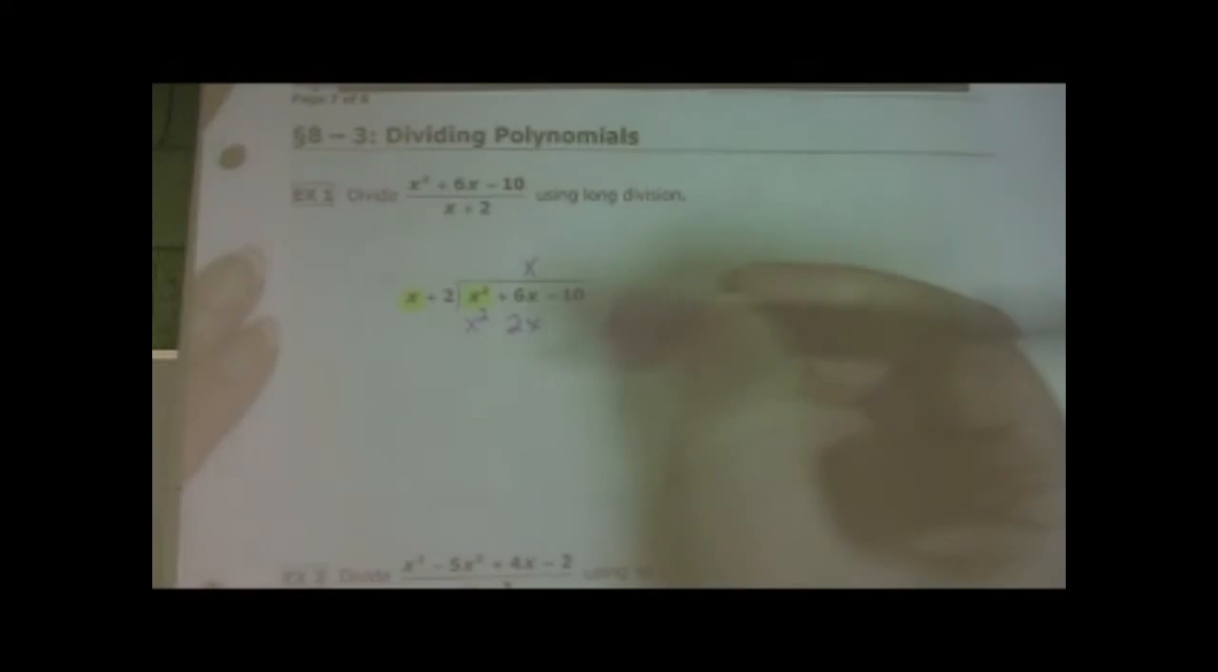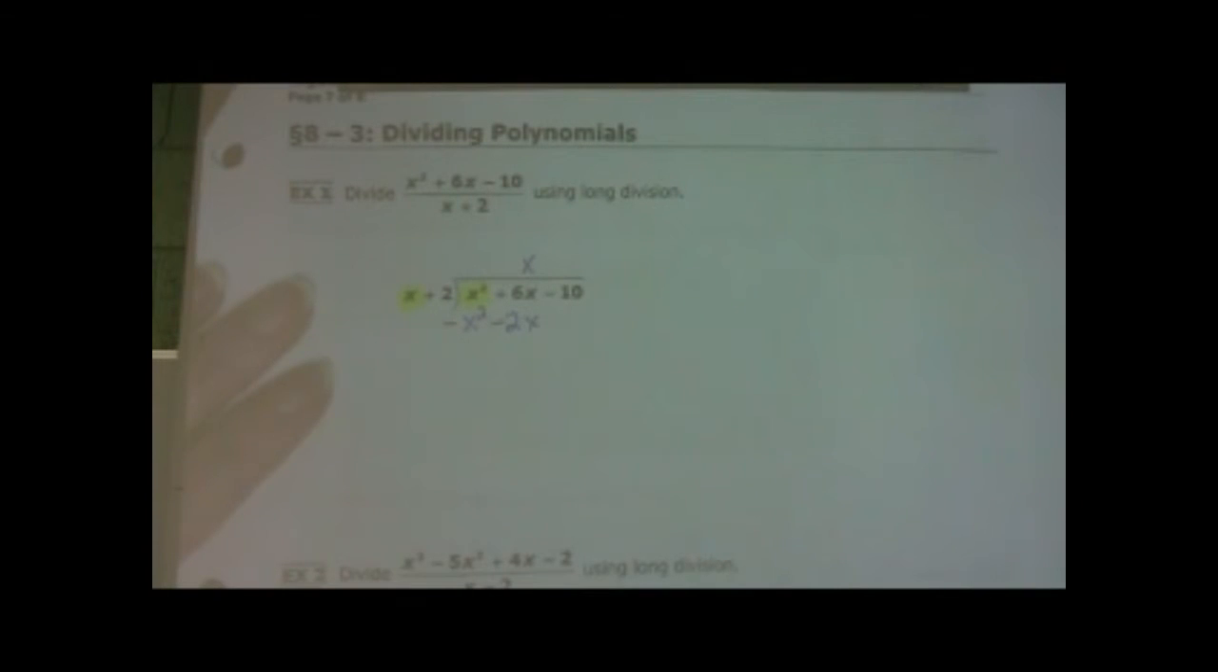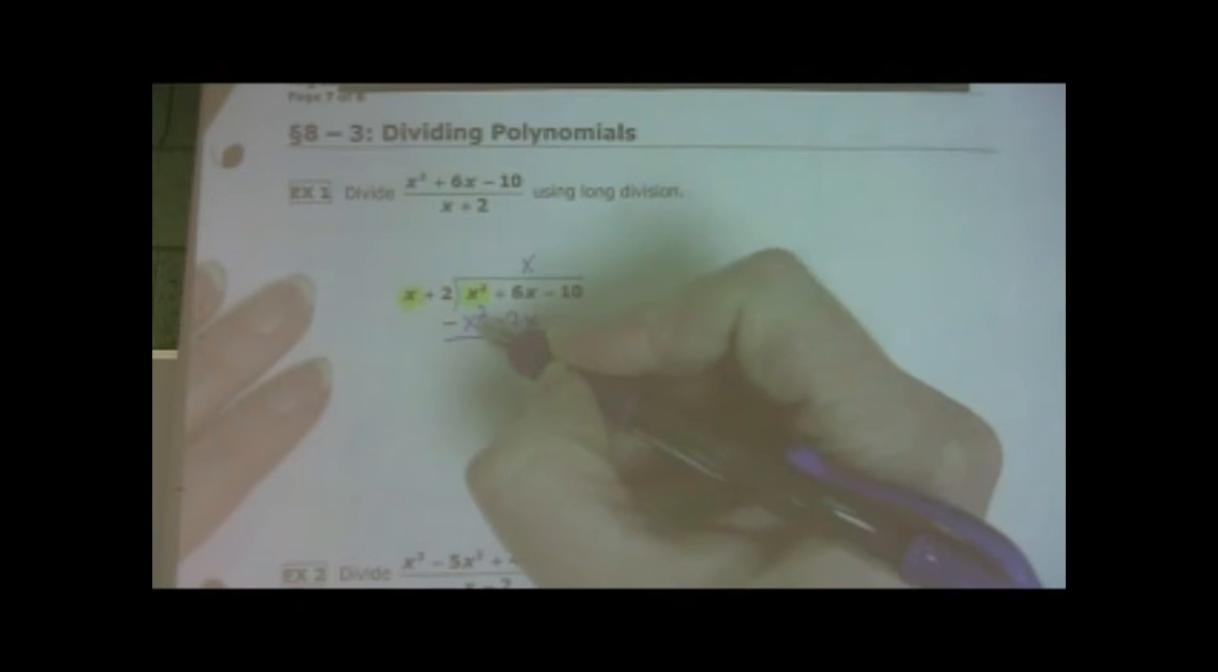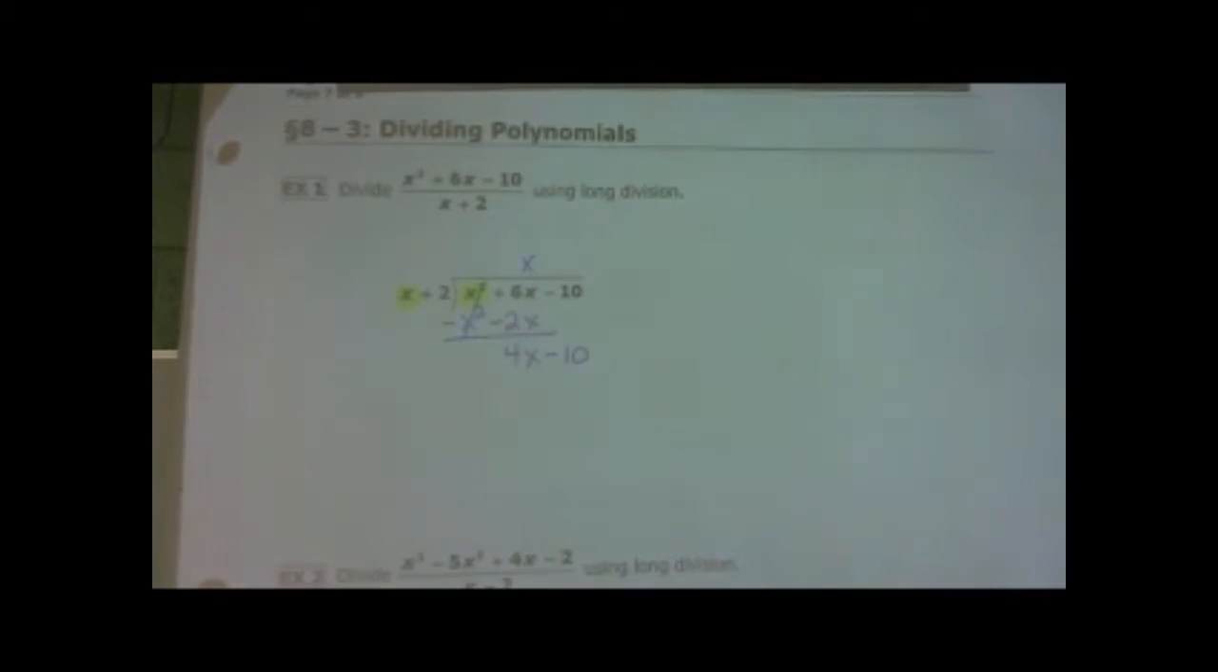And now we want to subtract. Now remember, subtracting is kind of difficult with monomials. So what I do is take these signs, change them, and add. So whatever they are, change them to the opposite sign and add. So here, x squared and negative x squared cancels. 6x and negative 2x leaves me 4x. And now I'm going to bring down my minus 10.